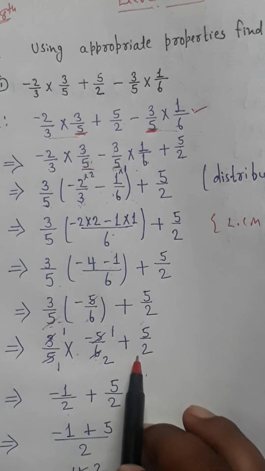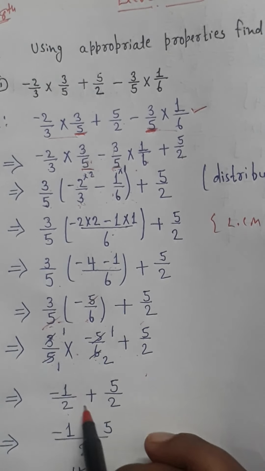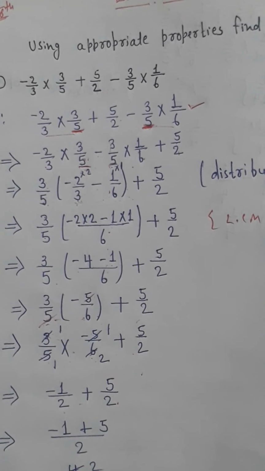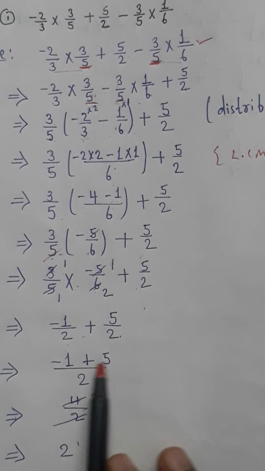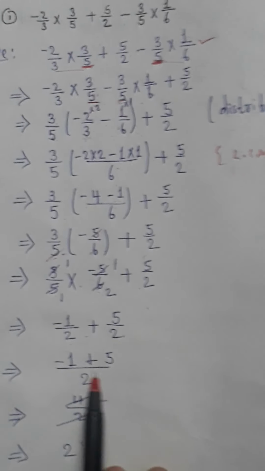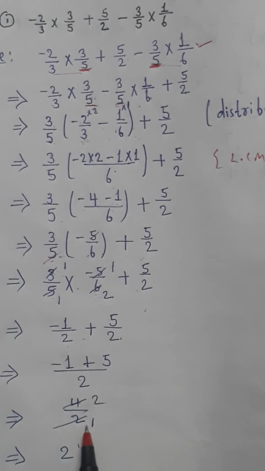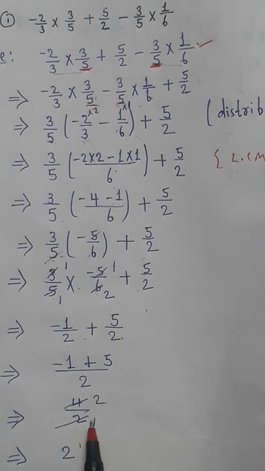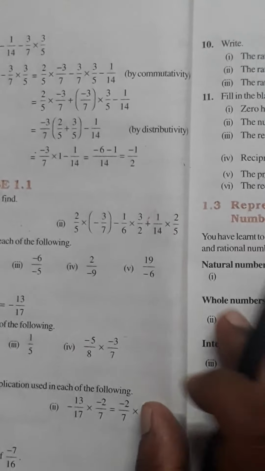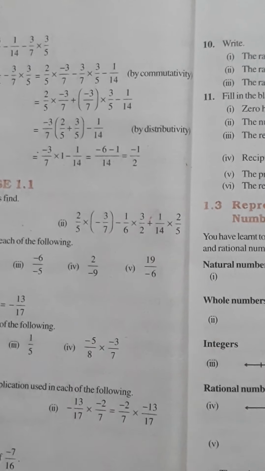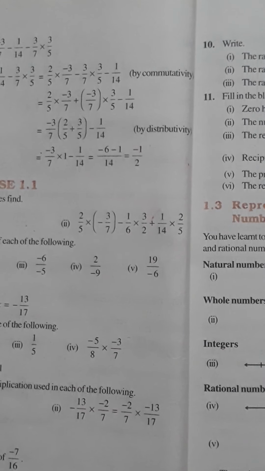Then 5 by 2 will be as it is. Minus 1 by 2 plus 5 by 2. Again we will take the LCM of 2 and 2, so we will get 2. So there is minus 1 plus 5 upon 2. So minus 1 plus 5 will be 4. 4 upon 2. That is 2 1 ja 2, 2 2 ja 4. So it will be 2. Okay. Then your next question is the same, you have to solve this one. It is homework for you. Then we talk about question number 2.